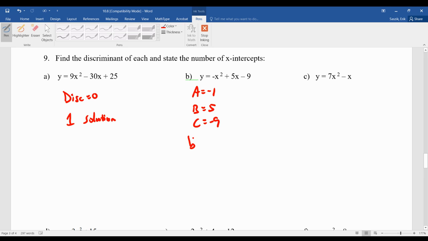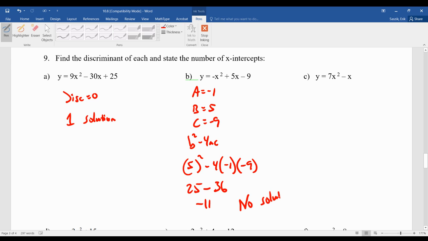So remember, we want to do b squared minus 4ac. So that's 5 squared minus 4 times -1 times -9. So that's 25. Negative times a negative times a negative is going to be minus, okay? You get -11. A negative discriminant means no solution. All right?